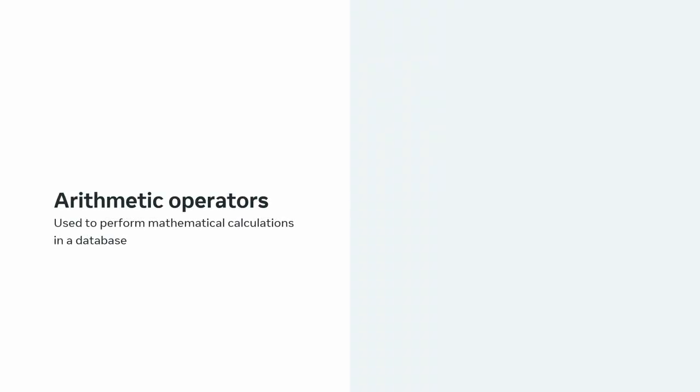There are various types of operators in SQL, each with different functions. Let's explore a few examples of arithmetic operators. Arithmetic operators are commonly used in computer languages to perform a calculation and return a result.